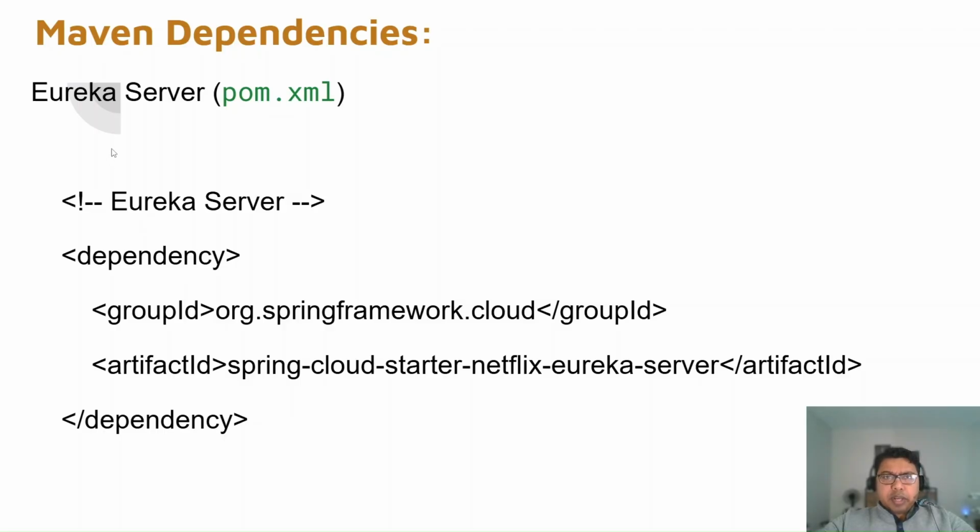Now for Eureka, we just need one dependency. It means we can turn any of our Spring Boot services or microservices into a Eureka server just by adding this dependency and one entry in YML, which I'll be showing. So we just need this dependency in the POM. The dependency is Spring Cloud Starter Netflix Eureka Server. This will change our Spring Boot microservice to a Eureka server.